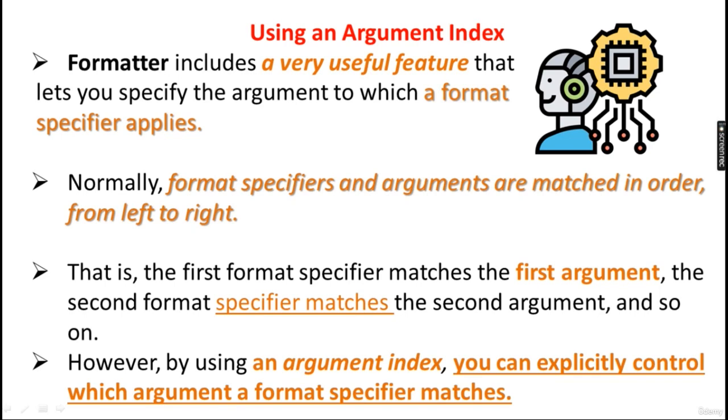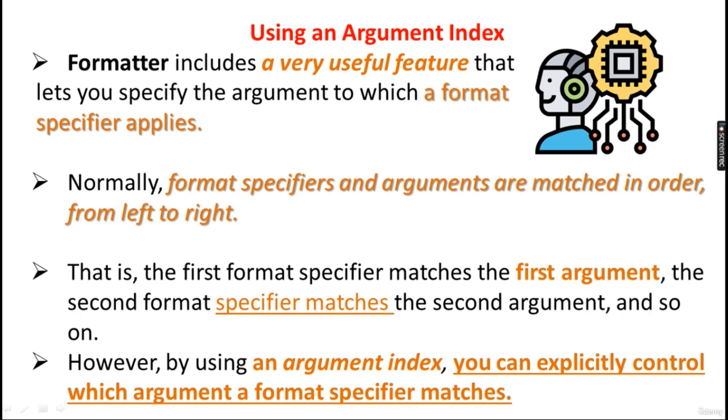Okay, format specifiers and arguments are matched in order from left to right. So if you are giving %f and your first argument is 12.34, then %f will be matched to 12.34. Likewise, we have seen in C programming, the first format specifier matches the first argument, the second one the second, and so on. By using an argument index, you can explicitly control which argument a format specifier matches.